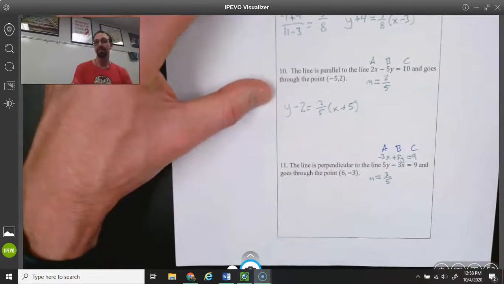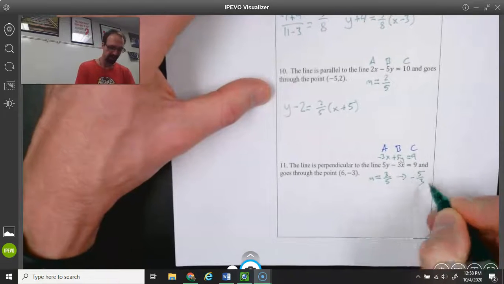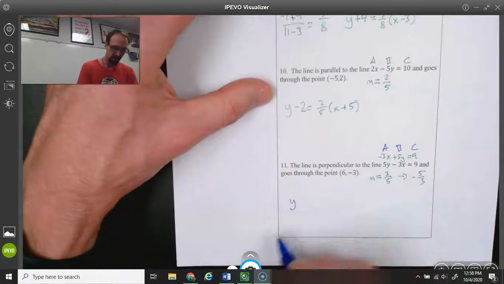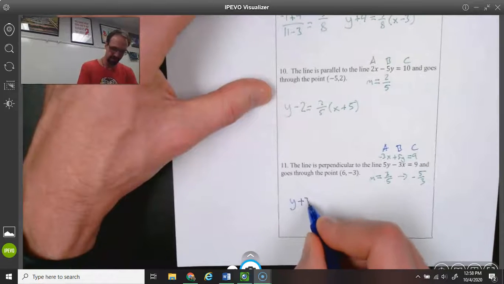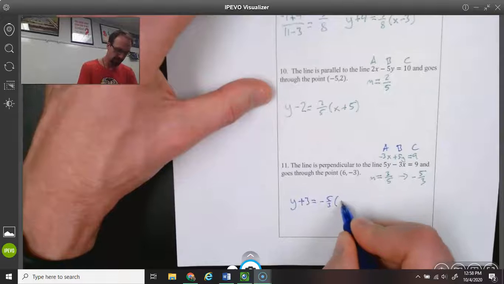Now I need to take the opposite reciprocal of this. So the opposite reciprocal of this is going to be -5 thirds. That's the slope I want to use because I want a perpendicular line. It's going to be y minus -3 equals -5 thirds times x minus 6.